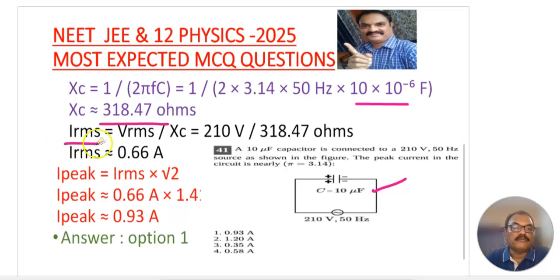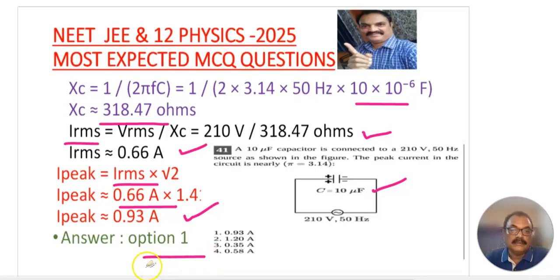So then next, to find out IRMS. IRMS is VRMS by XC. Just substitute them. You will get here 0.66 amperes. Then peak value is root 2 times IRMS. So if you multiply this, you will get this. So option 1 is the correct answer.